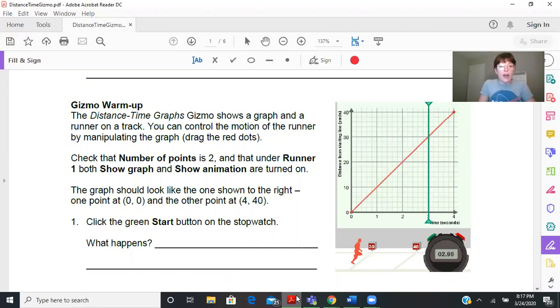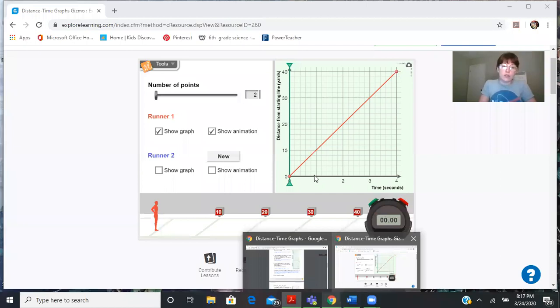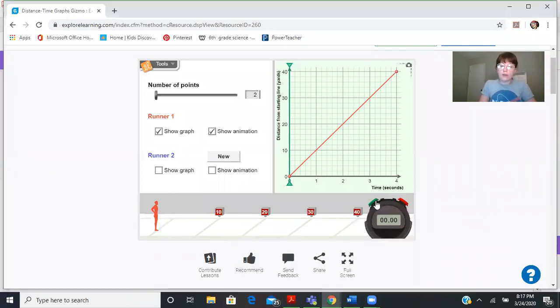Then it says the graph should look like the one shown to the right, 1 point at 0, 0, and the other at 4, 40. Remember, our X comes first in an ordered pair, so X, Y. Click the green start button on the stopwatch. What happens? So on your screen, I need you to do that, and you can watch it on my screen as well. So I'm going to hit the green button on the stopwatch, and you'll see that he is running forward. And by 4 seconds, he is at 40 meters.